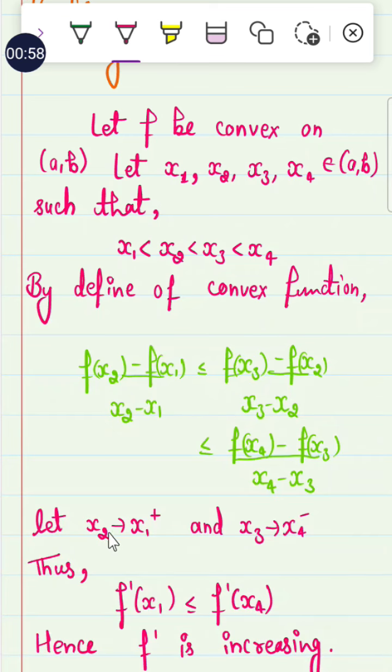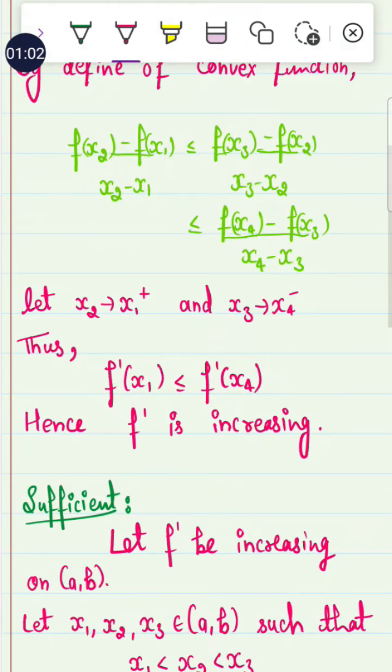Now let x2 converge to x1 from the right and x3 converge to x4 from the left. Then this implies that f'(x1) ≤ f'(x4). This shows that f' is increasing. Now we consider the sufficient condition.